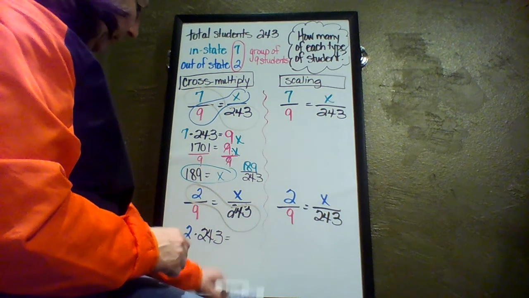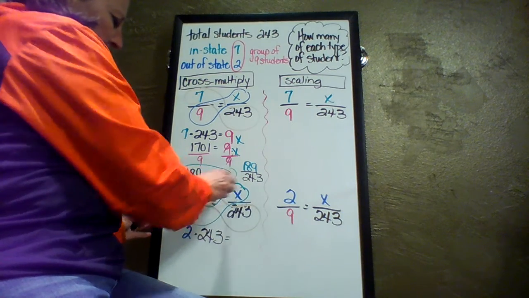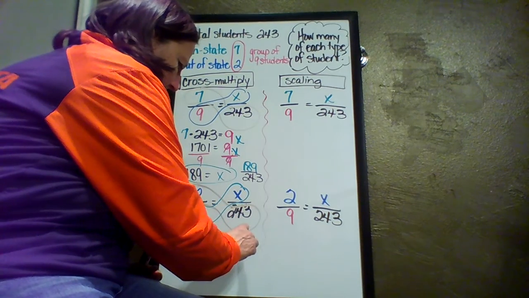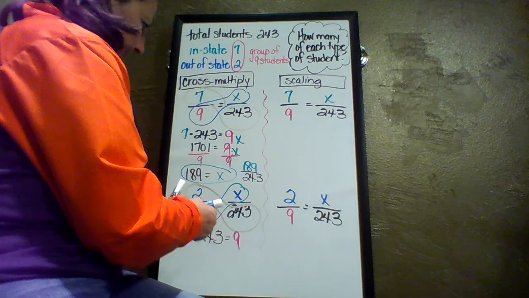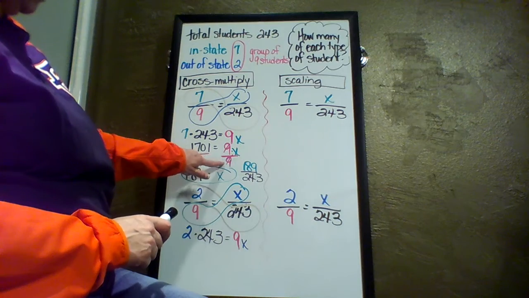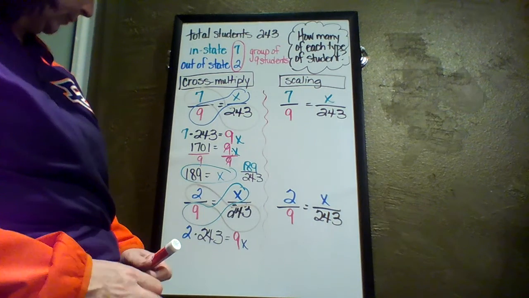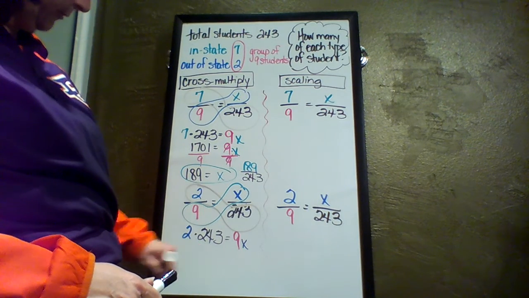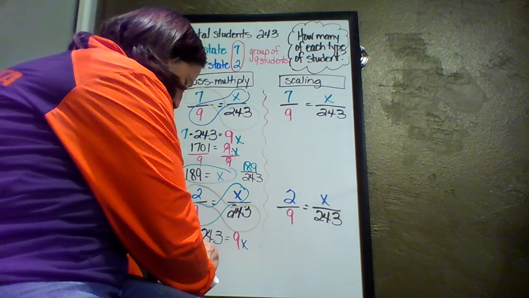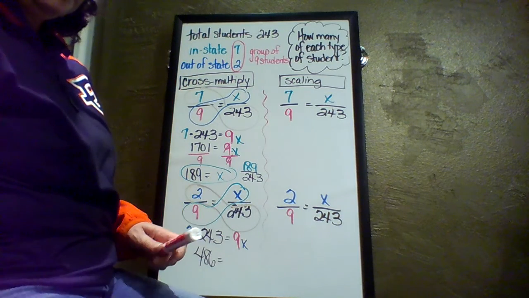And that is going to equal this numerator times this denominator, which is 9x. Okay, the 9 stays the same because the denominators were the same and they are part of that entire whole group. So now I have 2 times 243, which happens to be 486, is going to equal 9x.